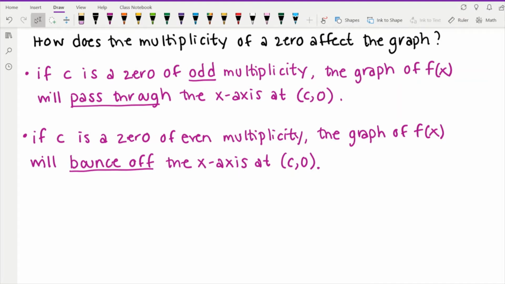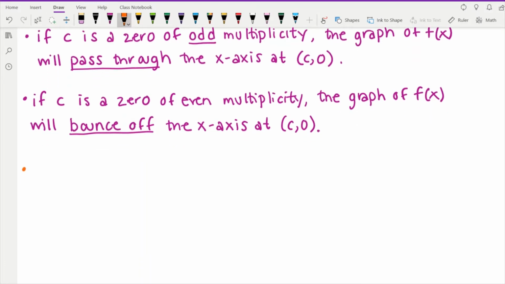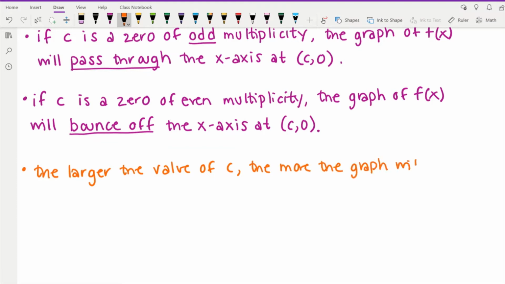So we'll look at an example in just a second, but there's a little bit more specificity that we can say here. So one other fact, and I would say these first two facts are really the most important facts to know. These next two are, again, just sort of getting a little bit more detailed about the shape. So the next fact is that the larger the value of c, the more that the graph will flatten out as it passes through or bounces off.